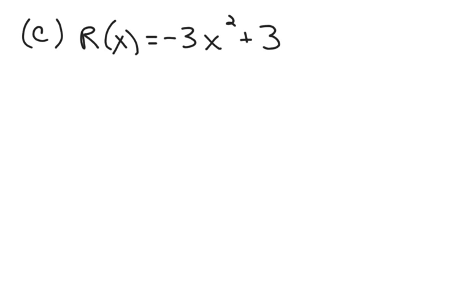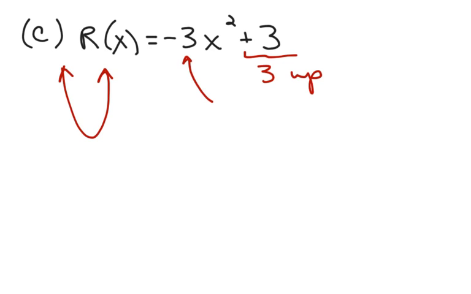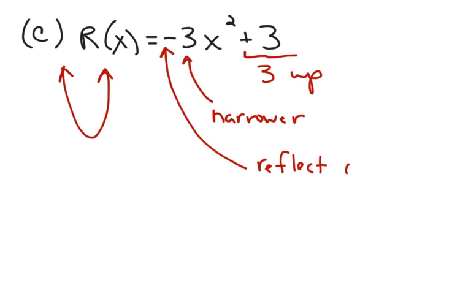The graph of x squared, which is just a parabola, this particular transformation would be 3 up. This would stretch it vertically, in other words, it would make it narrower. And this would reflect over the x-axis.